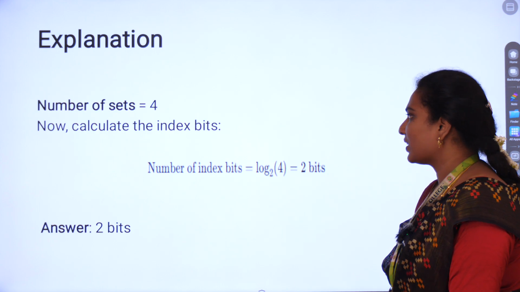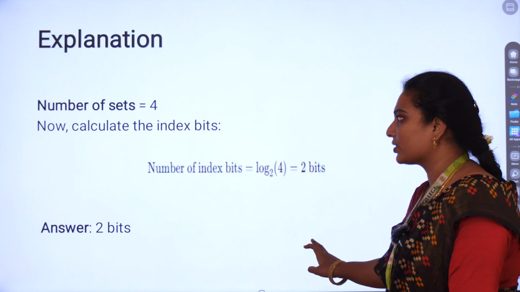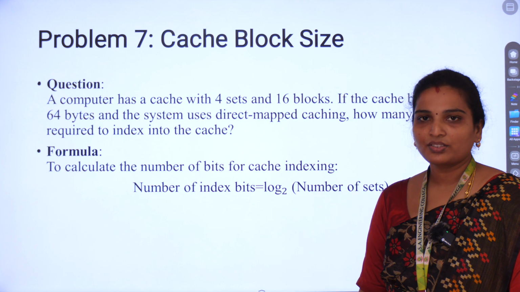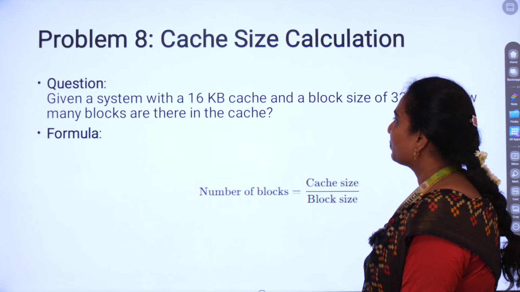So let us see the explanation. Log to the base of 2 of 4 is 2 bits. So the answer for this question is 2. How many bits are required to index into the cache? That is 2 bits. Let us see the next problem.